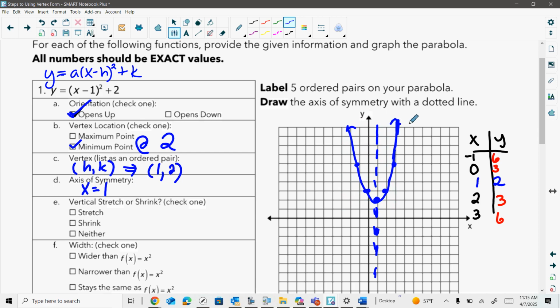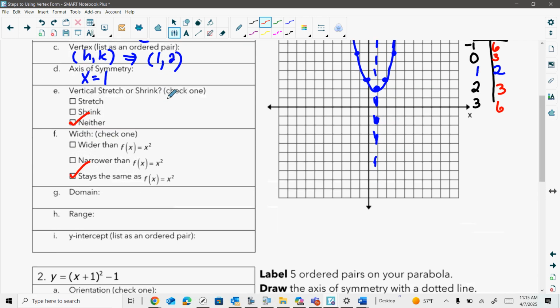All right, did this graph stretch or shrink? Did the shape change? Yeah, it just went up. Yeah, so it's neither. It did not stretch or shrink, so it stayed the same. What's our domain here? Our real numbers. What's our range going to be since we have a minimum? Very good. Y is greater than or equal to 2. Very good. It's always that smallest, lowest point. Y-intercept is 0, 3. Okay.